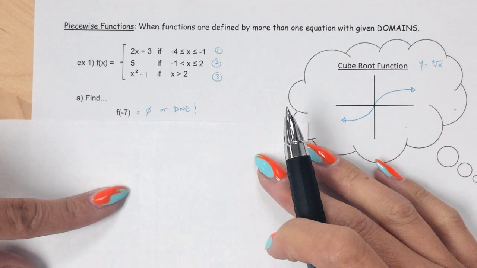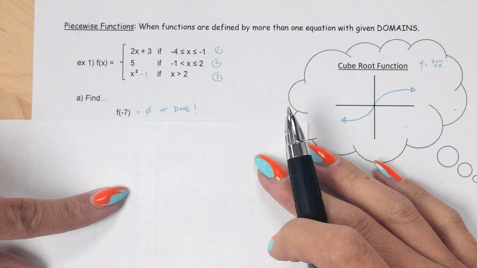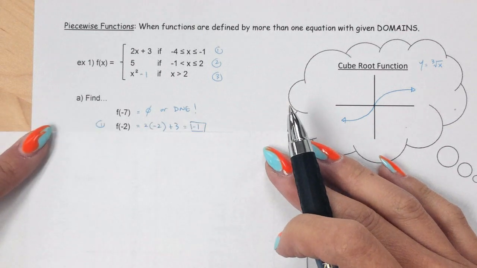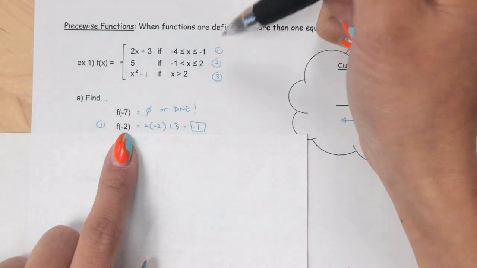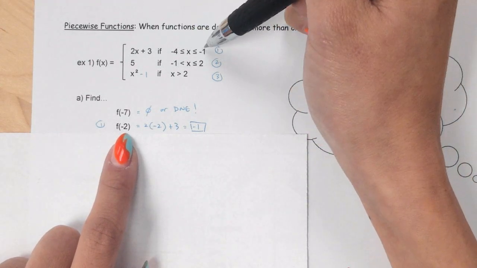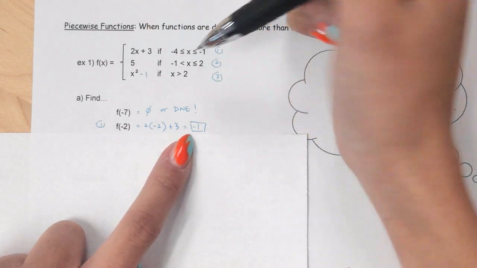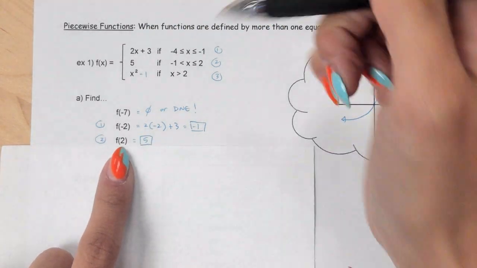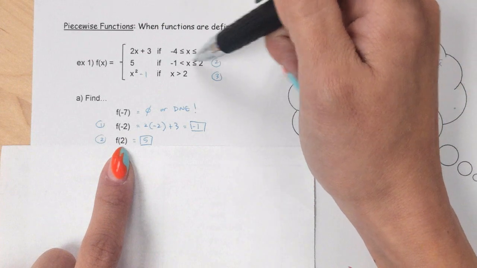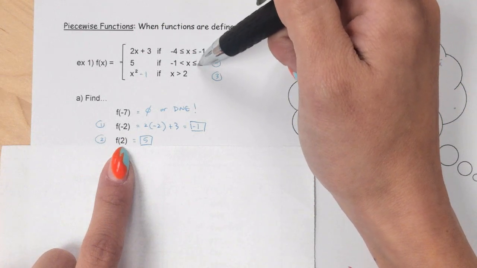Can you try to answer the other ones? Come on, just do it. And then I'll show you. Do it. Pause. Okay. And then this is in piece 1, right? It's between -4 and -1, so you just plug it in and you get -1. And then 2 is right here between -1 and 2 because this has an equals.